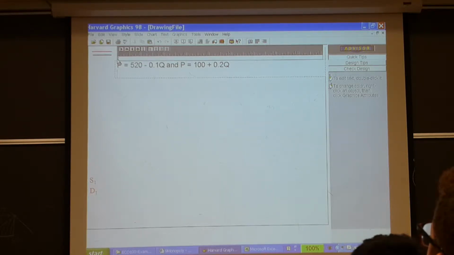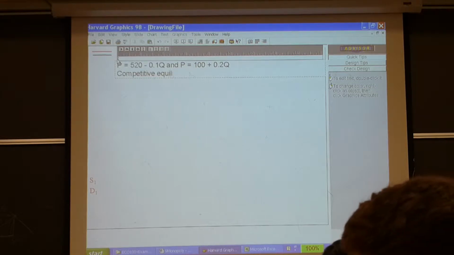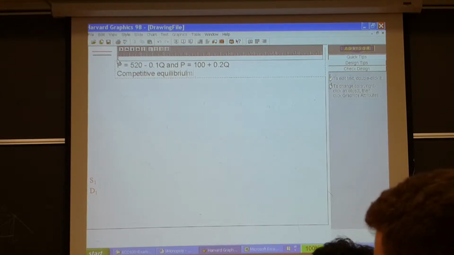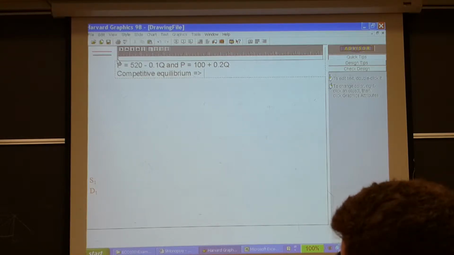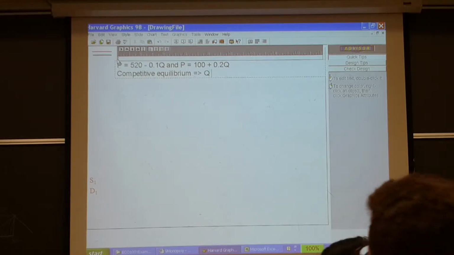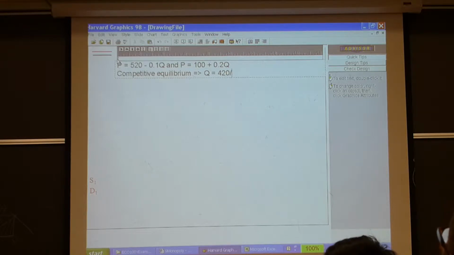Now, competitive equilibrium reminds you. Equilibrium would work out to imply that these two would be equal, and Q would equal, in this case, 420 divided by 0.3, which would be equal to 1,400, right? Good, thank you.